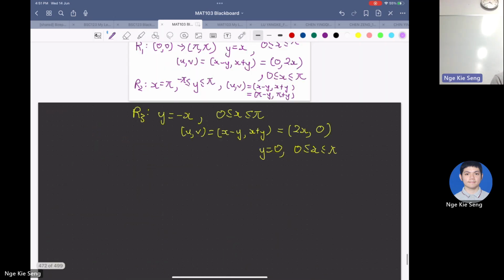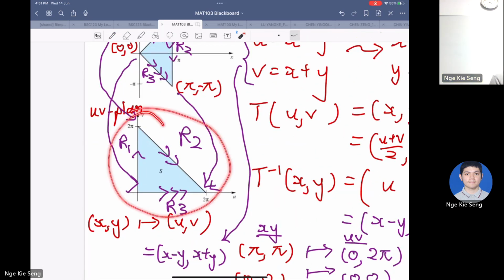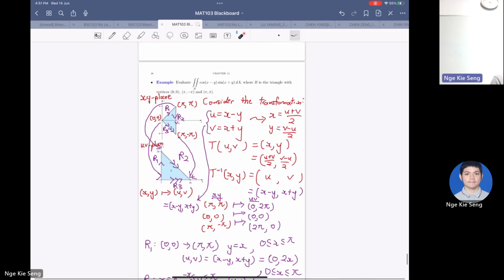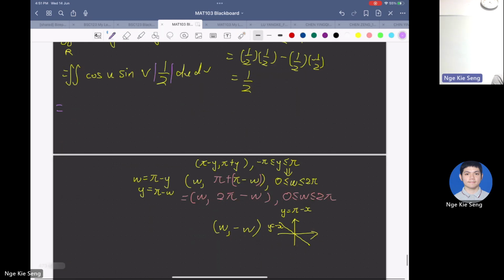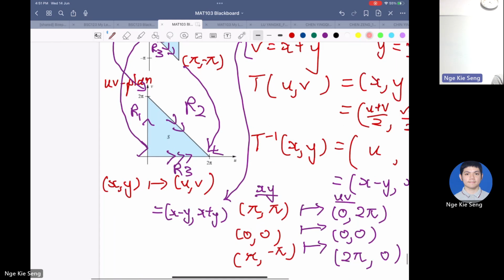Okay, so in the v direction, we are integrating from where to where? 0 to 2 pi. Okay, good. How about the u direction? Let's write down first 0 to 2 pi. So what happened to u? When I fix a v, what happened to my u? My u is controlled by two lines. What are the two lines that bound my u?